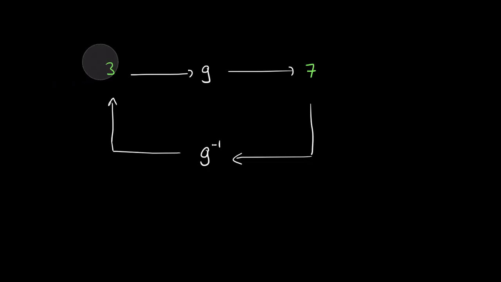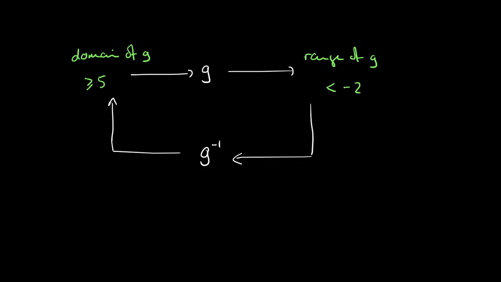Well then, let's think about that a little bit more. Let's talk about domain and range. So let's say the domain of g was that x must be greater than or equal to 5. And let's say that the range of g, so that's all of the possible outputs, is everything that's, I don't know, less than -2. Okay? Well then, what would have to be the domain of g inverse, right?